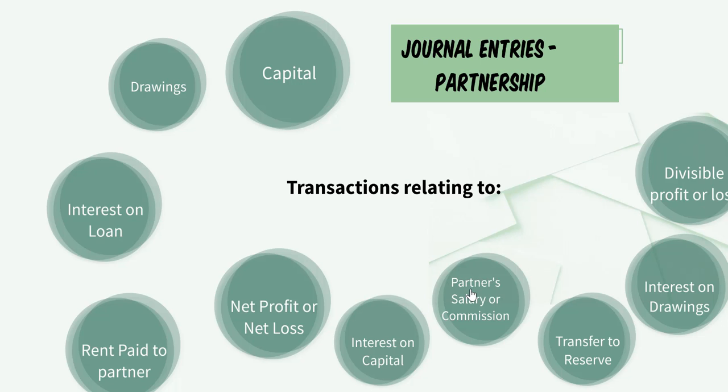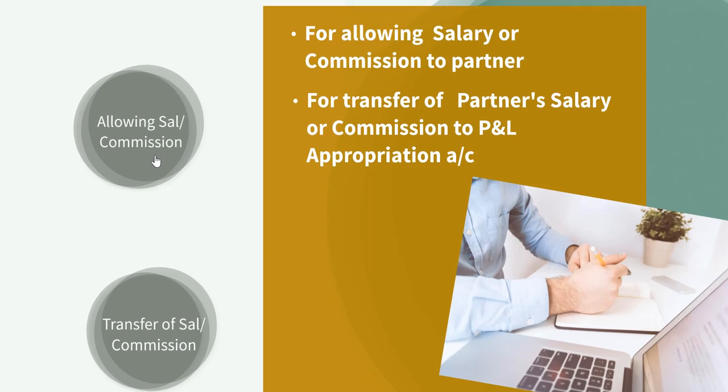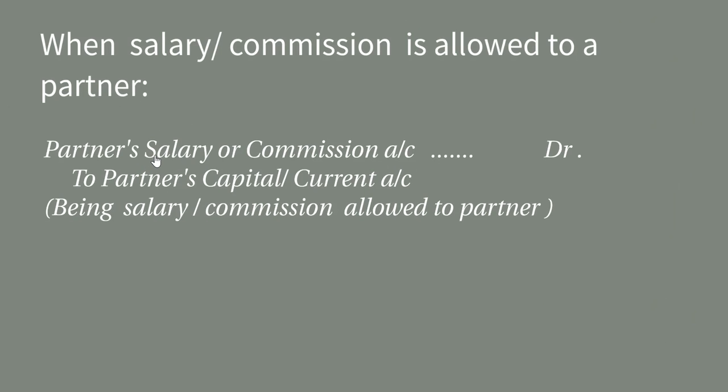Next appropriation, partner's salary or commission. For allowing partner's salary or partner's commission, journal entry: partner's salary or partner's commission account debit to partner's capital or current account.